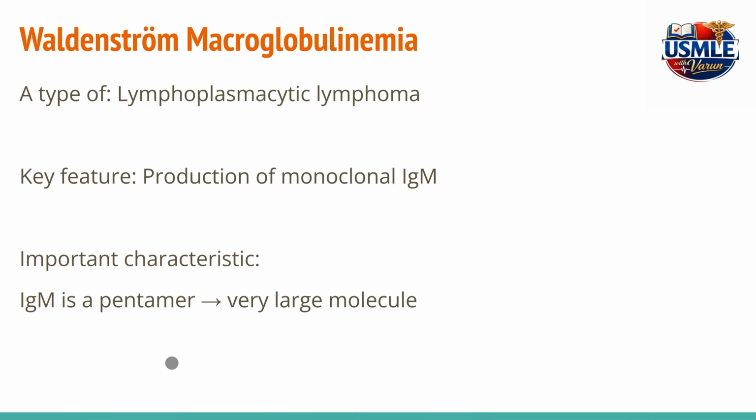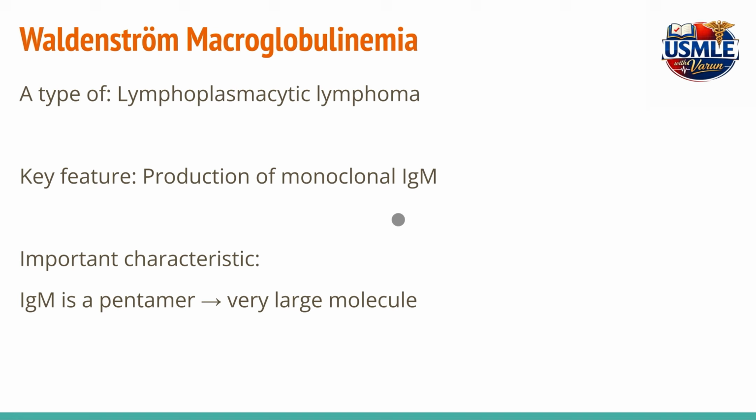Now let's discuss Waldenström macroglobulinemia. This is a lymphoplasmacytic lymphoma that produces monoclonal immunoglobulin M. This IgM is a pentamer, which makes it a very, very large molecule, and this has important clinical consequences.